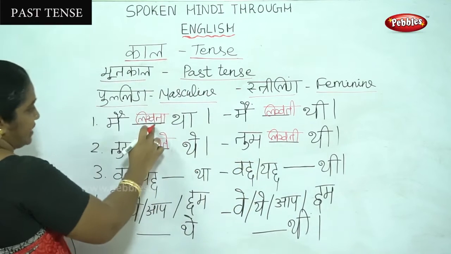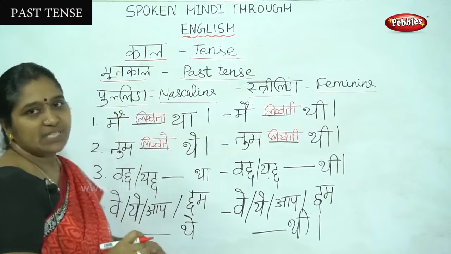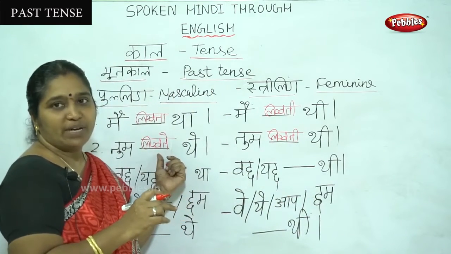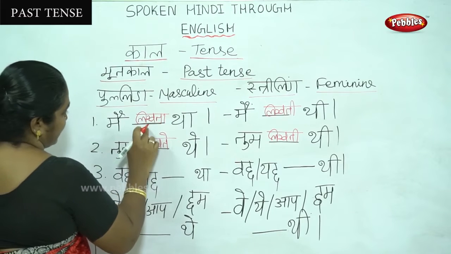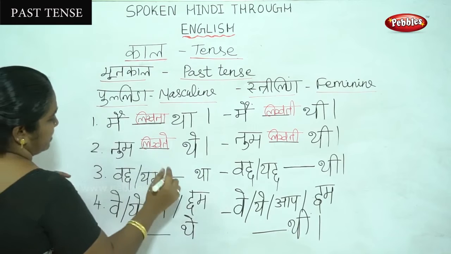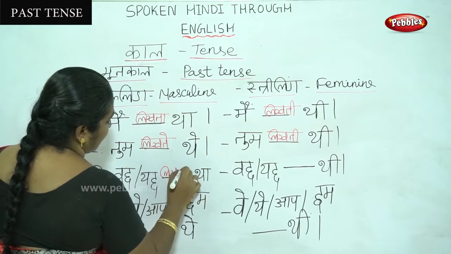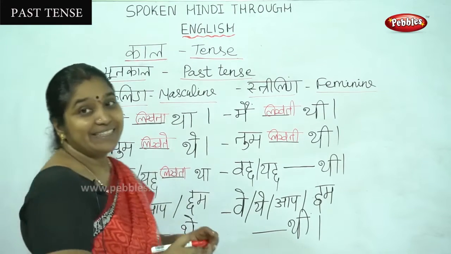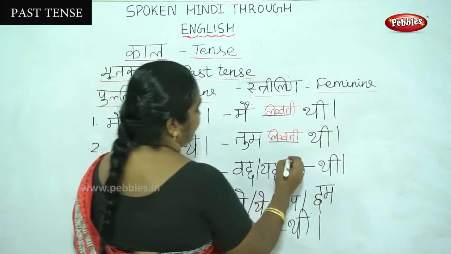Here also ta. This is the ending. Here is the root verb. For the root verb we have to join ta, simply not the verb. Likhta, likhte. For the singular likhta, for the plural likhte. Here the same, likhti.